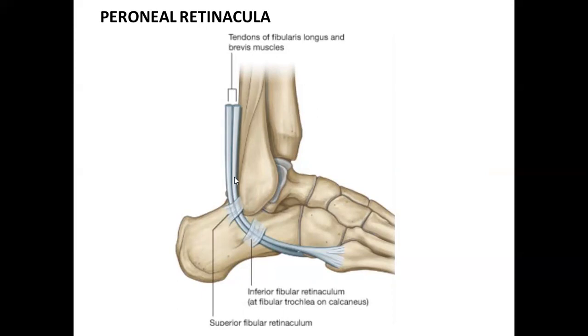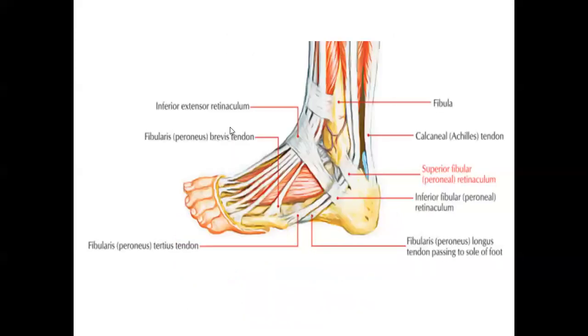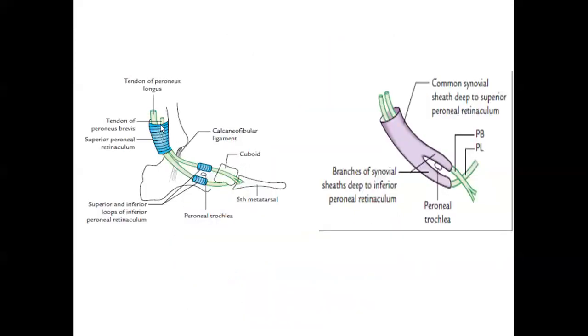Here you can see the tendon of peroneus brevis and the tendon of peroneus longus muscle. The tendons of both peroneus longus and peroneus brevis pass through the retinaculum in a single compartment. The tendon of peroneus longus lies superficial to the tendon of peroneus brevis, and both of these are enclosed in a common synovial sheath.